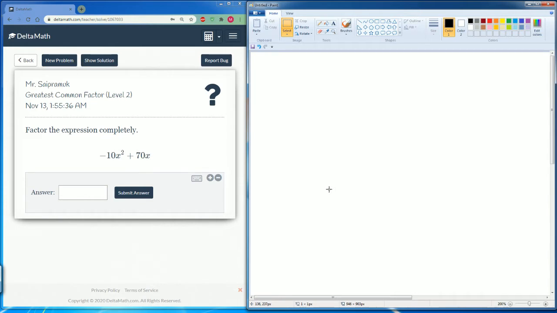This is going to be covering the greatest common factor, level 2. It says to factor out this expression completely, which is negative 10x squared plus 70x. We want to pull out a greatest common factor.